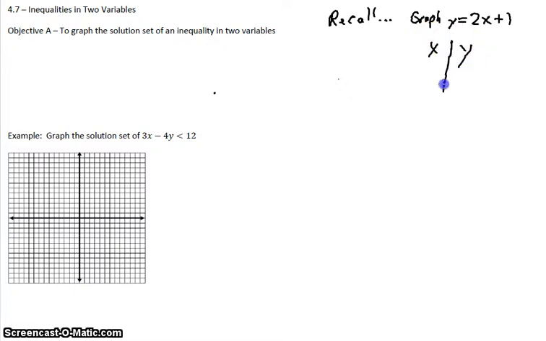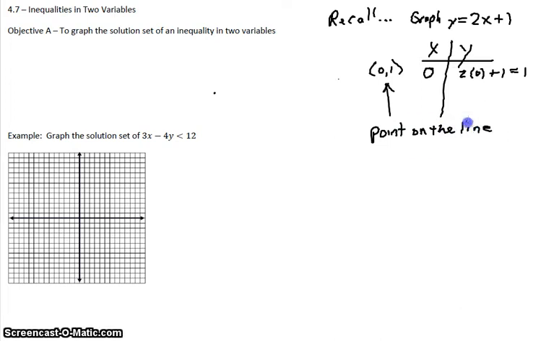And the first thing that I suggest that you do, and this is not the only thing that you do, is you create a table of values. For example, if you plug in 0, the answer that you get back for y is 2 times 0 plus 1, or just 1. So if you plug this in and you get 1 back, the answer is (0, 1). And there's two ways to interpret this. The first one is that this is a point on the line.